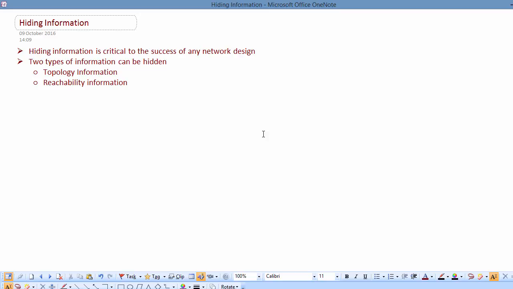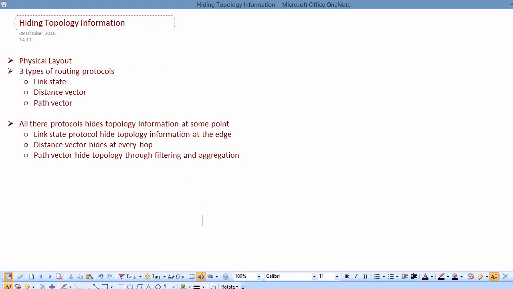Two types of information can be hidden in a network. One is topology information, the other one is reachability information. Let's go in depth to understand these two. First, hiding topology information. The topology of a network is basically any physical layout or interconnection graph. It is just the physical connection of your devices which provides a path for your packets to travel. Each of the three types of routing protocol, whether link state, distance vector, or path vector, treats the topology information differently.